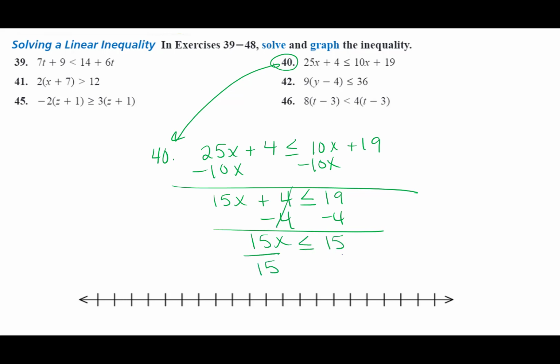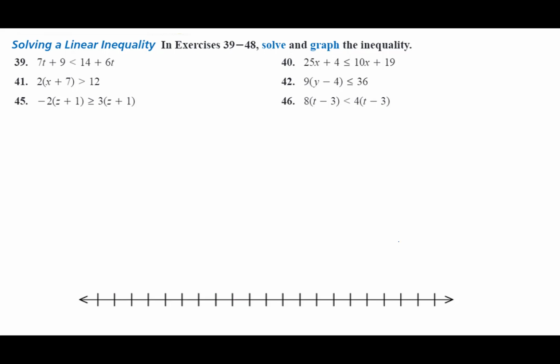Divide both sides by 15, and that leaves us with part 1 of our answer as x less than or equal to positive 1. So down here on our number line, because this is a less than or equal to inequality, we're going to use a bracket. It's going to open towards the left because that's facing all the numbers that are smaller than positive 1, and then we're going to shade all those numbers smaller than positive 1. Take a look at number 41.